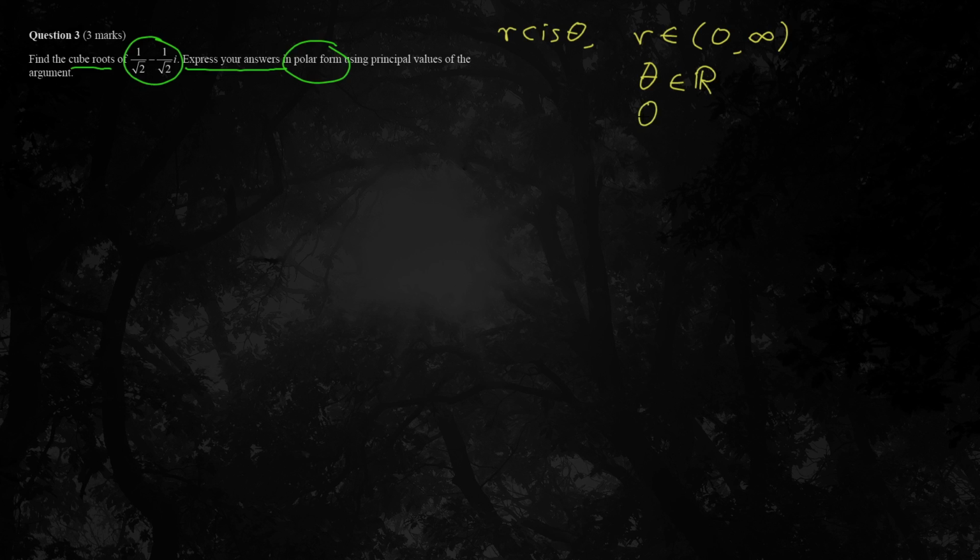But more specifically, if we look over here, we're told to use the principal values of the argument. What that basically means is that theta should be at most pi, and it should be at least negative pi. This condition suffices to ensure that there's a unique such theta for each non-zero complex number.